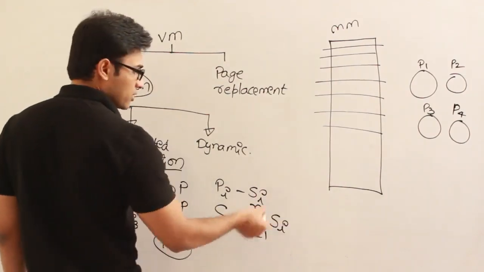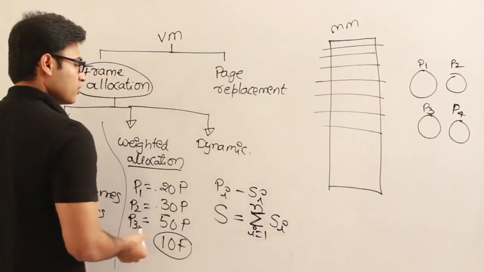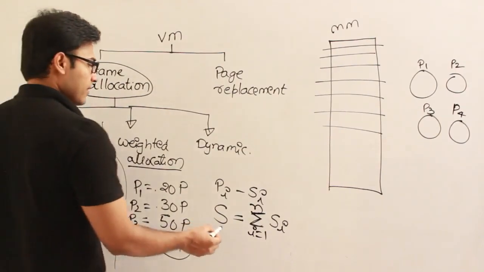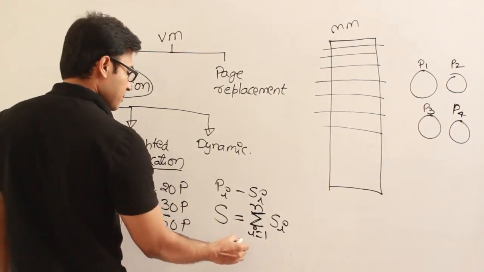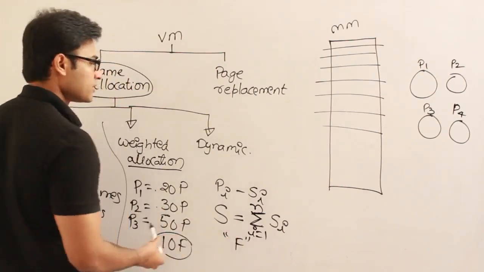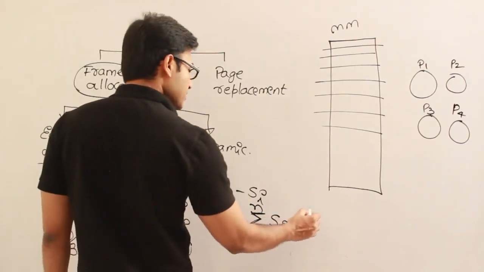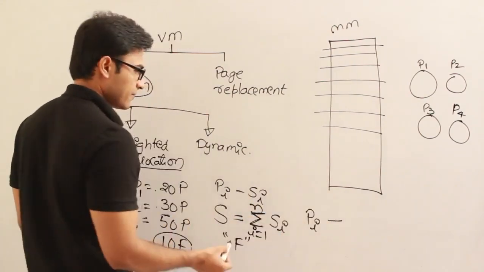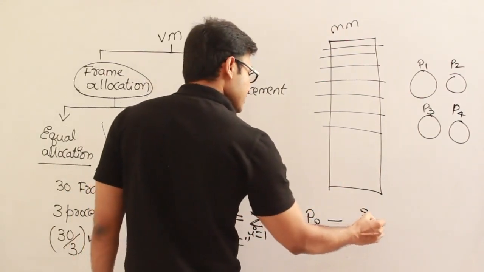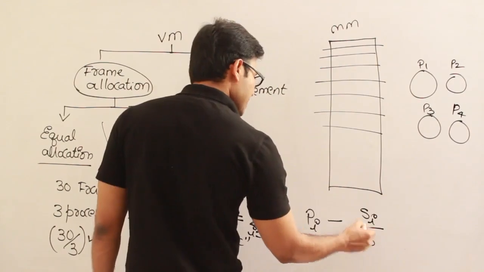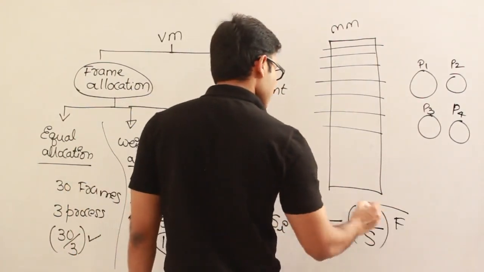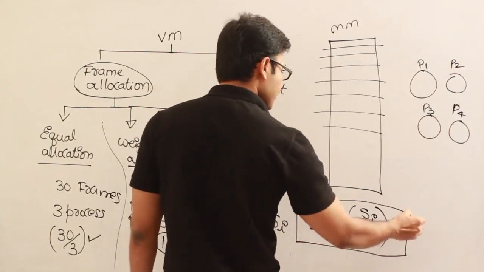And once I find out the total need, I go for the weighted allocation. Let us say the total number of frames available is capital F. Capital F is the total number of frames allocated. Then the number of frames process Pi will get is Si divided by capital S, where capital S is the total need, into capital F, where F is the total number of frames. This is called weighted allocation, right?